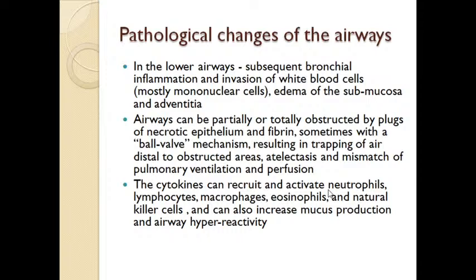Pathological change of the airways, typical for bronchiolitis: in the lower airways, subsequent bronchial inflammation and invasion of white blood cells, mostly mononuclear cells, edema of the submucosa and adventitia. Airways can be partially or totally obstructed by plaques or necrotic epithelium and fibrin, sometimes with a valvular mechanism resulting in trapping of air. Distal to obstructive areas, atelectasis, and mismatch of pulmonary ventilation and perfusion. The cytokines can recruit and activate neutrophils, lymphocytes, macrophages, eosinophils, and natural killer cells. They can also increase mucus production and airway hyperreactivity.